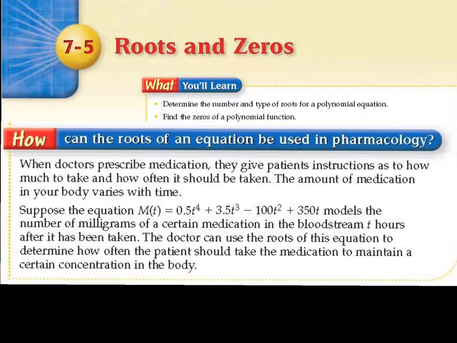When doctors prescribe medication, they give patients instructions as to how much to take and how often it should be taken. The amount of medication in your body varies with time. Suppose the equation m of t equals 0.5 t to the fourth plus 3.5 t cubed minus 100 t squared plus 350 t models the number of milligrams of a certain medication in the bloodstream t hours after it has been taken. The doctor can use the roots of this equation to determine how often the patient should take the medication to maintain a certain concentration in the body.